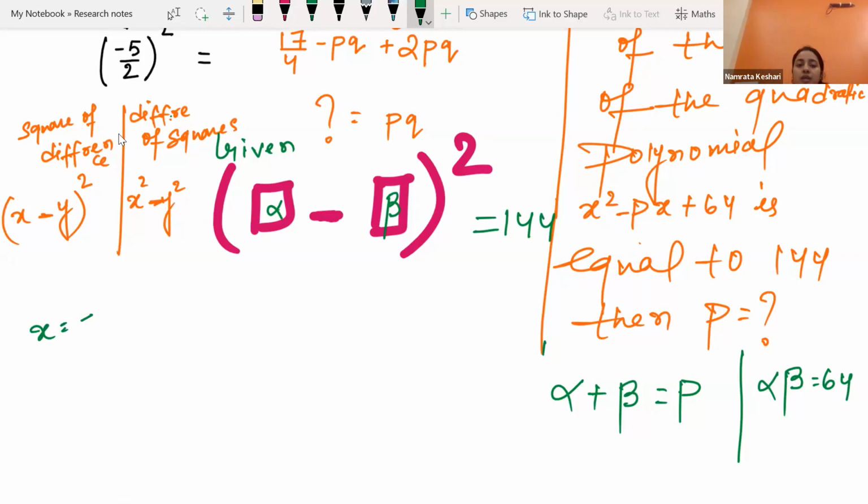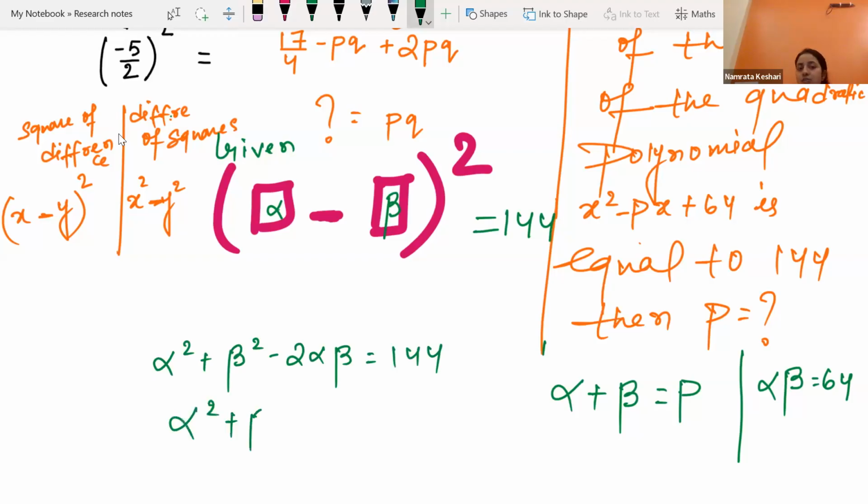Ma'am, what I did was I applied the a minus b whole square formula over here, so we will get alpha square plus beta square minus 2 alpha beta, right? For alpha square plus beta square, I applied that last property that we used in the previous question. Alpha square plus beta square minus 2 alpha beta, that means 2 into 64 you have substituted and you got alpha square plus beta square value from here.